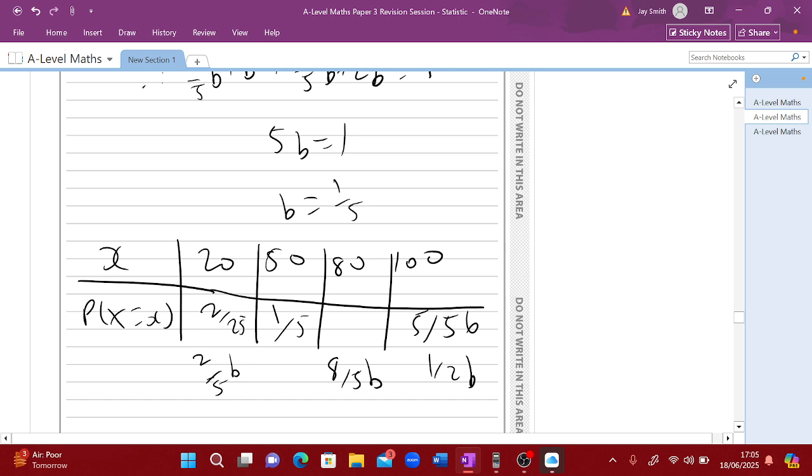Anyway, 80. So then that's going to be 8 over 5. So it's 8/5 of a fifth. That's going to go to 8 over 25. And then D is going to go to 2B. So that's going to be 2 lots of a fifth. That's going to be 2/5. Okay. And there we are. Got there in the end. Great. Oh my god. Okay, then what's part C saying?